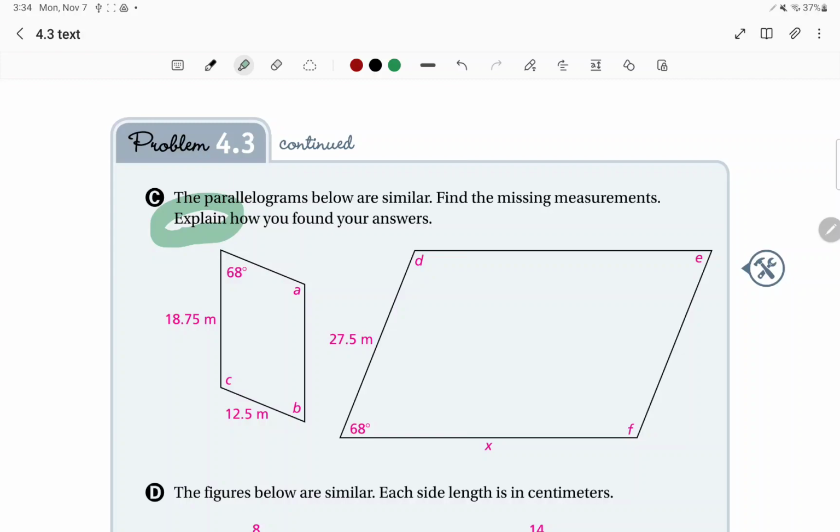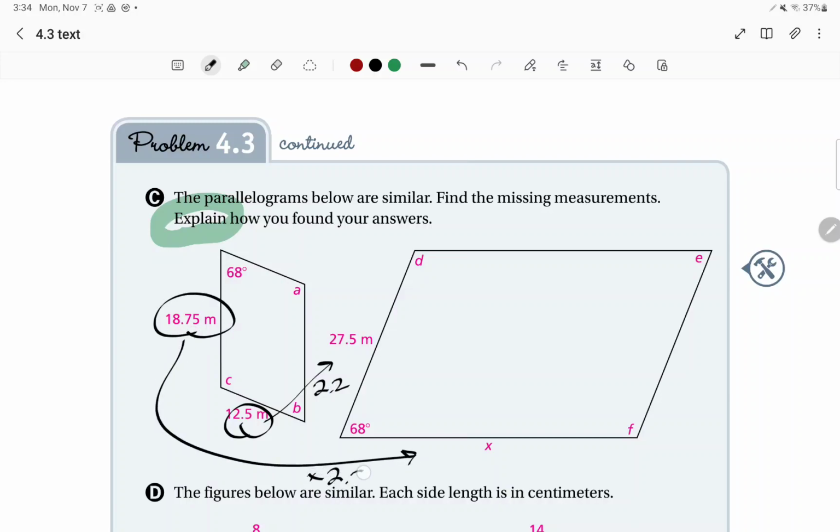Well, I used the scale factor. The scale factor was 2.2, right? So from here to here, I multiplied by 2.2. And if I want them to remain similar, I'm also going to multiply this by 2.2, which gave me 41 and 1/4. So make sure you are explaining that and know how to explain problems like this, because that is going to be part of your quiz and test assessments.